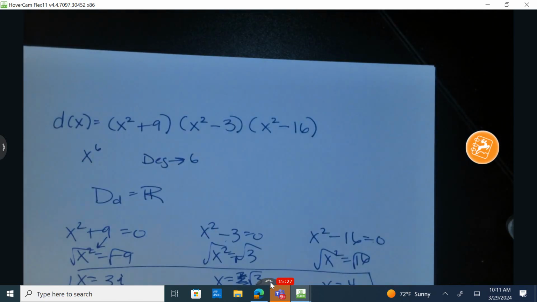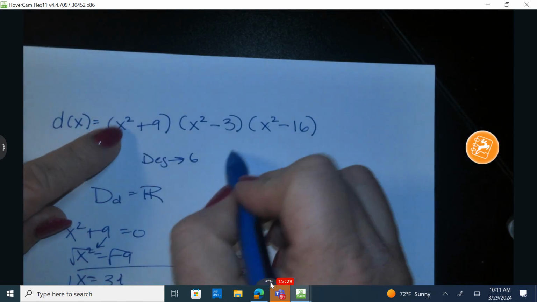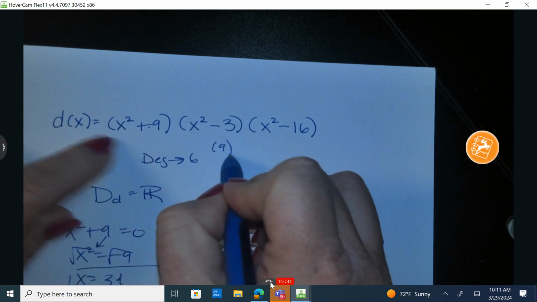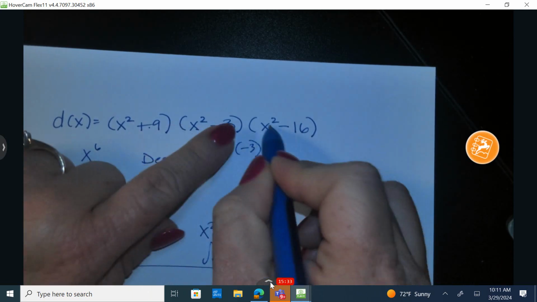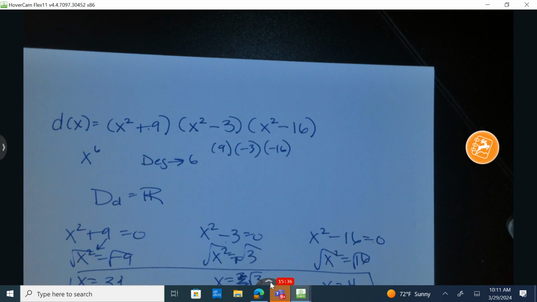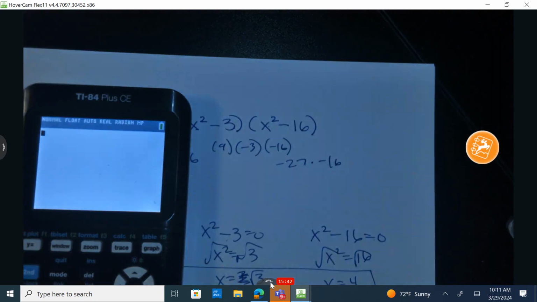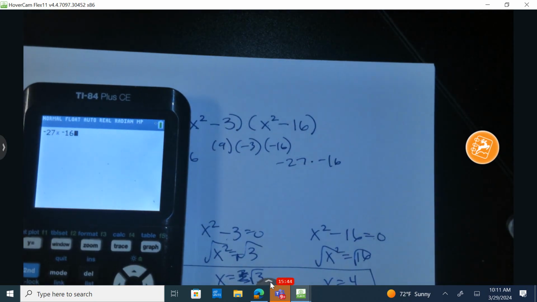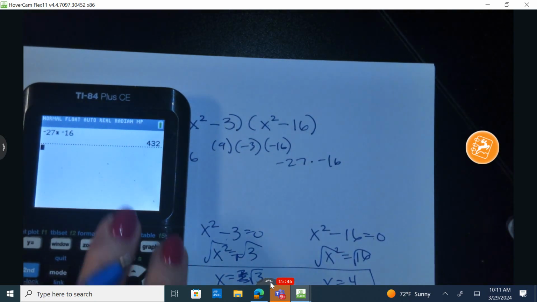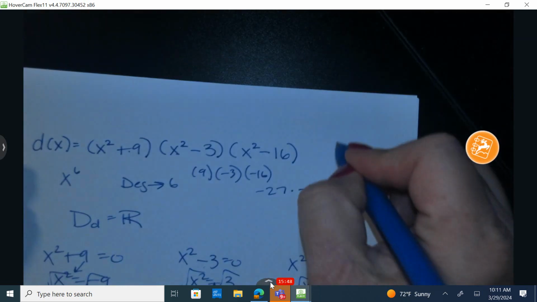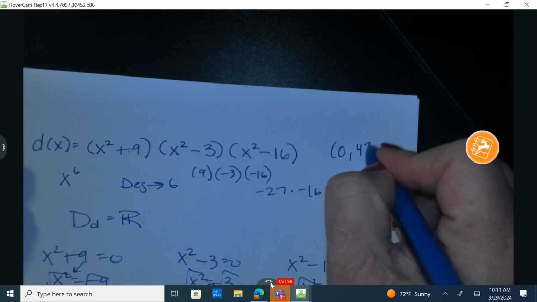Now, how do I identify the y-intercept of this function? Well, wherever I see an x, I plug in 0. So this would be 0 plus 9, 0 minus 3, and 0 minus 16. And just for the purpose of time, you guys could take time and multiply to get negative 27 times negative 16. But for the purpose of time, I'm going to multiply here so you guys can see that, and we get 432. So my y-intercept here is (0, 432).